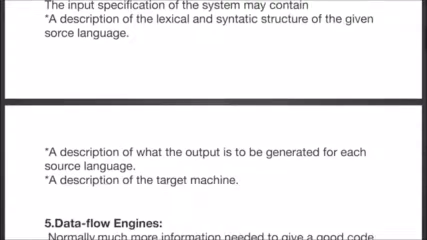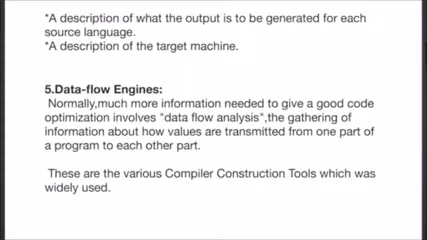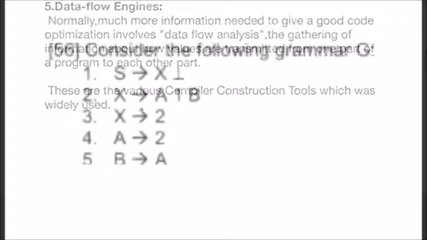Now, moving on, data flow engines. These are the last type of compiler construction tools which we'll be discussing today. Normally, much more information is needed to give good code optimization, which involves data flow analysis, the gathering of information about how values are transmitted from one part of a program to each other part. These are the various compiler construction tools which are widely used.